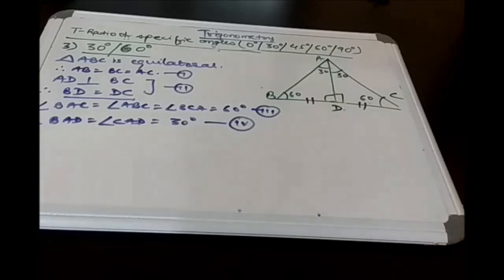What I will suggest is that while I am explaining the concept, you draw the diagram, pause the video, and draw the diagram in your notebook. After that, you will be able to better understand the concepts because the figure will be in front of you. So angle BAD equals angle CAD, that is 30 degrees.